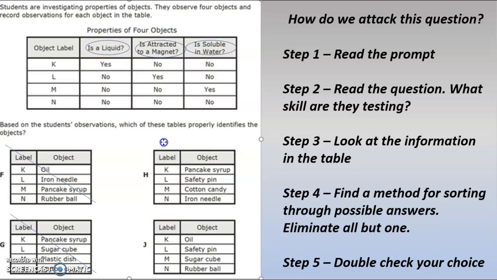Let's go to H. Pancake syrup is a liquid. Yes. Is it attracted to a magnet? No. Is it soluble in water? No. We'll think about that one.